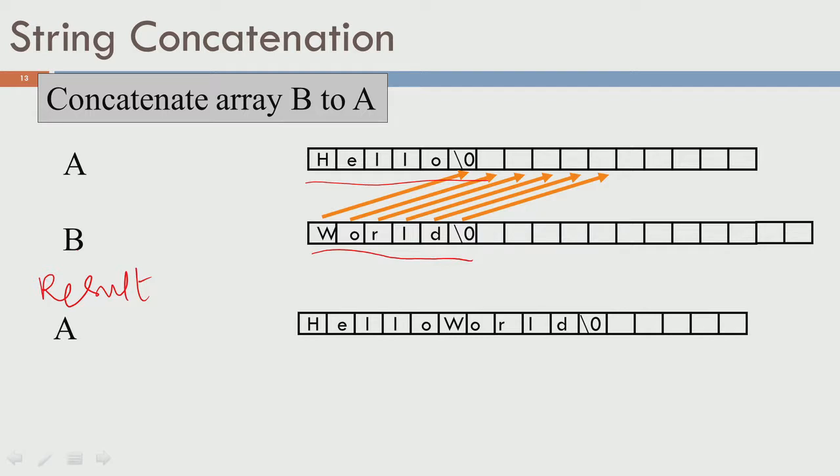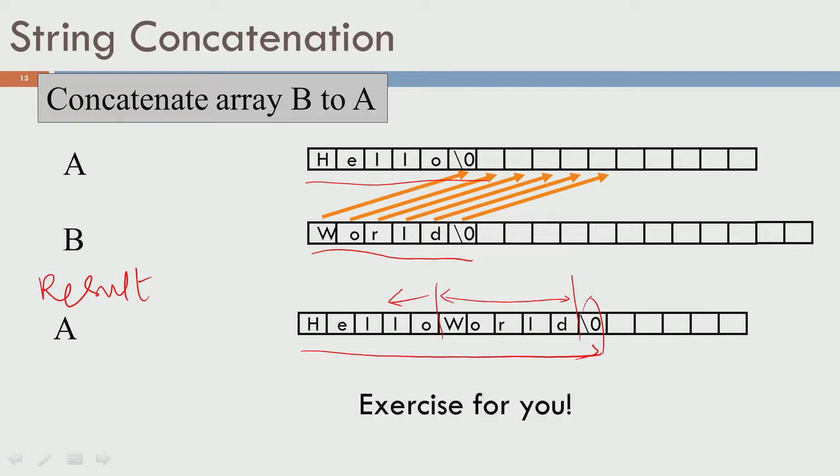Once we did the concatenation, up till here is what you got from A, from here to here is what you got from B, and this is the extra character that you have to add to the end to ensure that when you now treat A as a string from left to right, it terminates with \0. So, I am going to leave this as an exercise for you to go and write a program on your own.